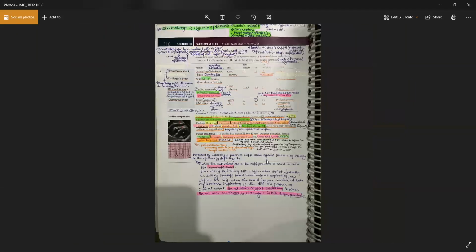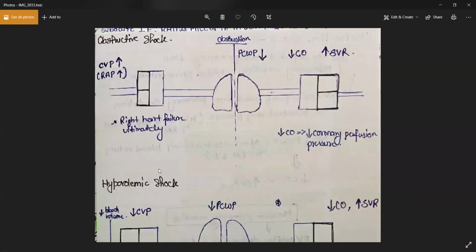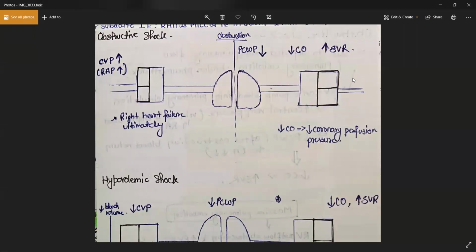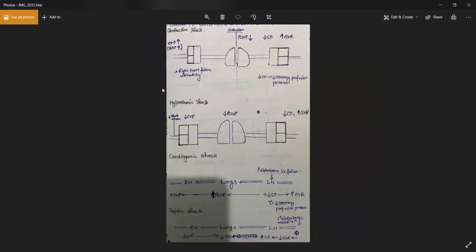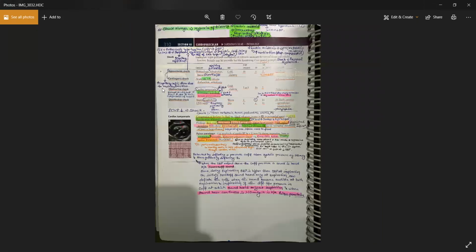And then comes the obstructive shock. In case of an obstructive shock, you have an obstruction of the blood flow from the right heart to the left heart. That means the left heart is absolutely normal, but there's an obstruction of some kind in the flowing of blood from the right heart to the left heart. It could be an embolism, right? It could be a case of cardiac tamponade. It could be a case of pulmonary stenosis. It could be a case of tension pneumothorax. Very important.